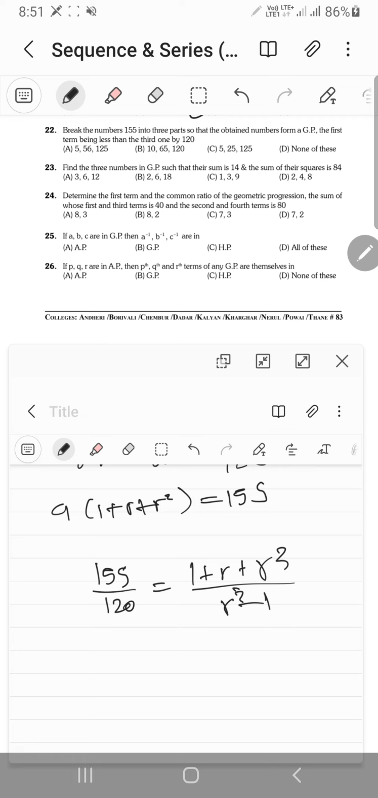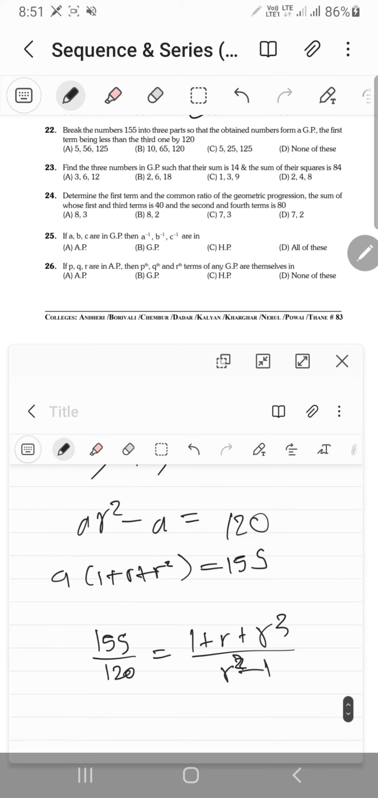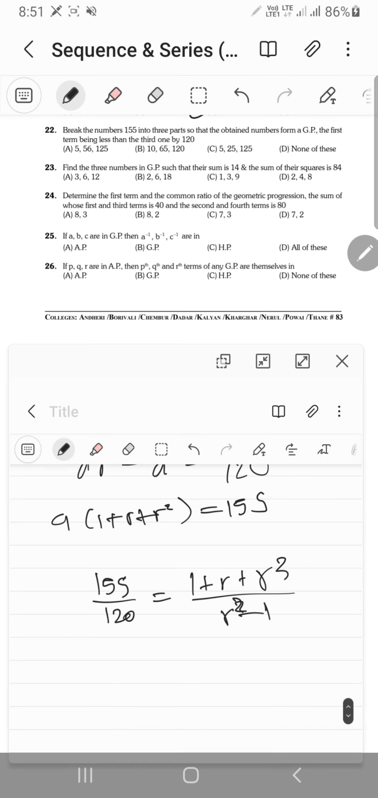Okay. Oh, it's R squared minus 1, so yes. Have I seen this somewhere? Maybe. Okay, I think I've seen this. This is not so easy to solve, I think. So I'm going to try. R cube plus R plus 1 equal to 155 upon 20.